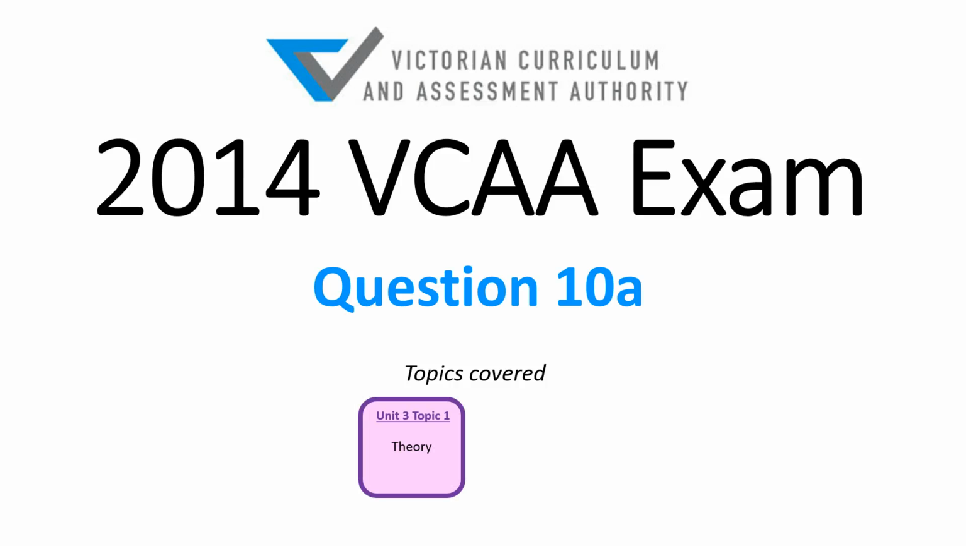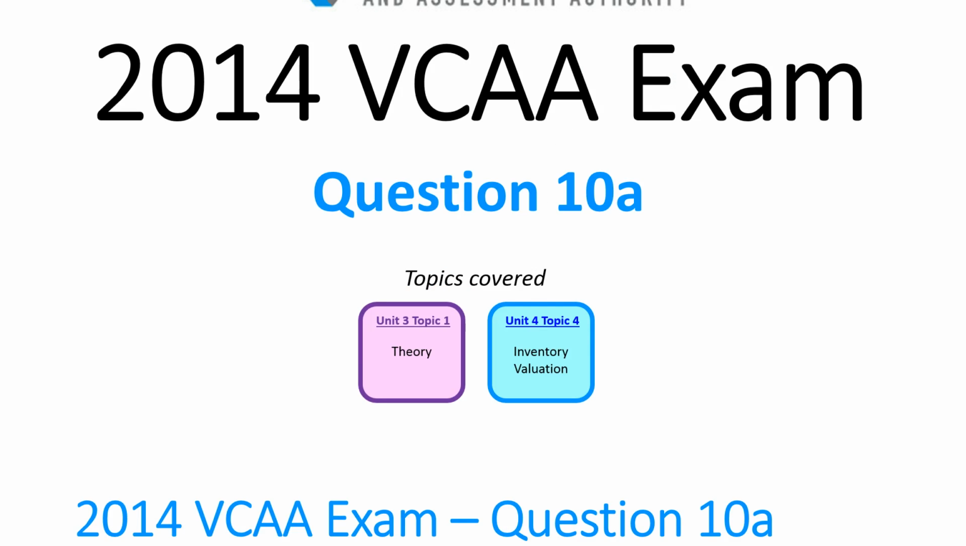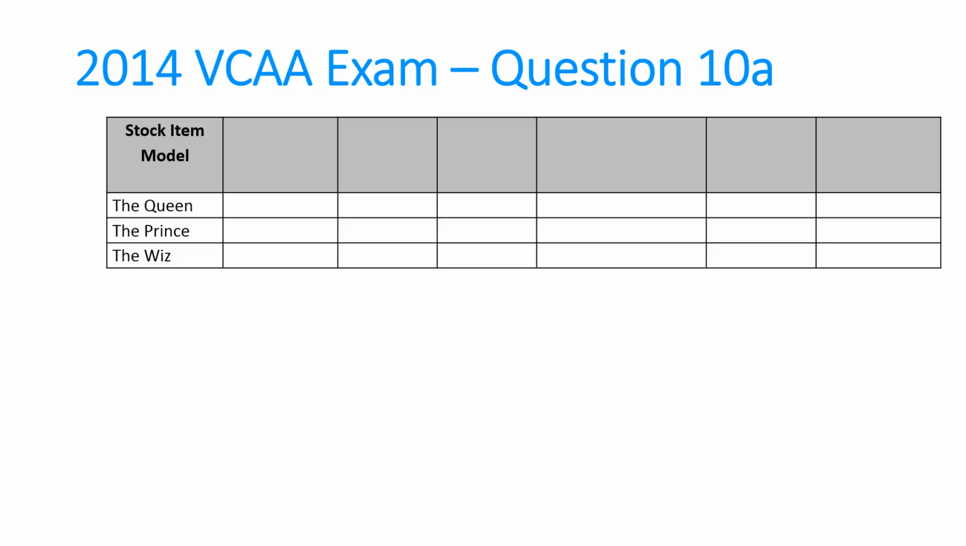Question 10a looked at a little bit of theory to do with conservatism, and mainly though it was concerned with inventory valuation from Unit 4. So what we were given was 3 models of stock, the Queen, the Prince and the Whiz, and we were given a bunch of info.